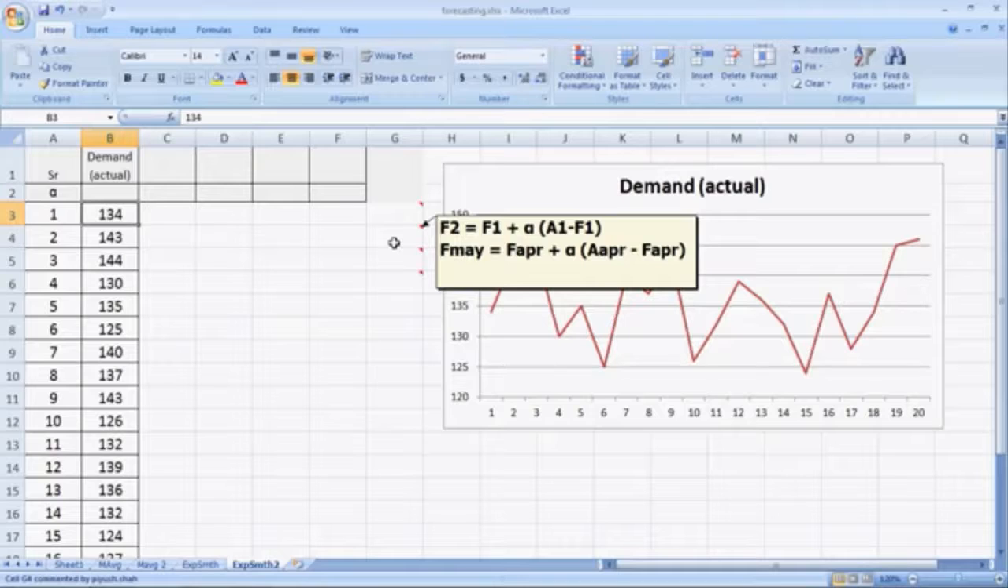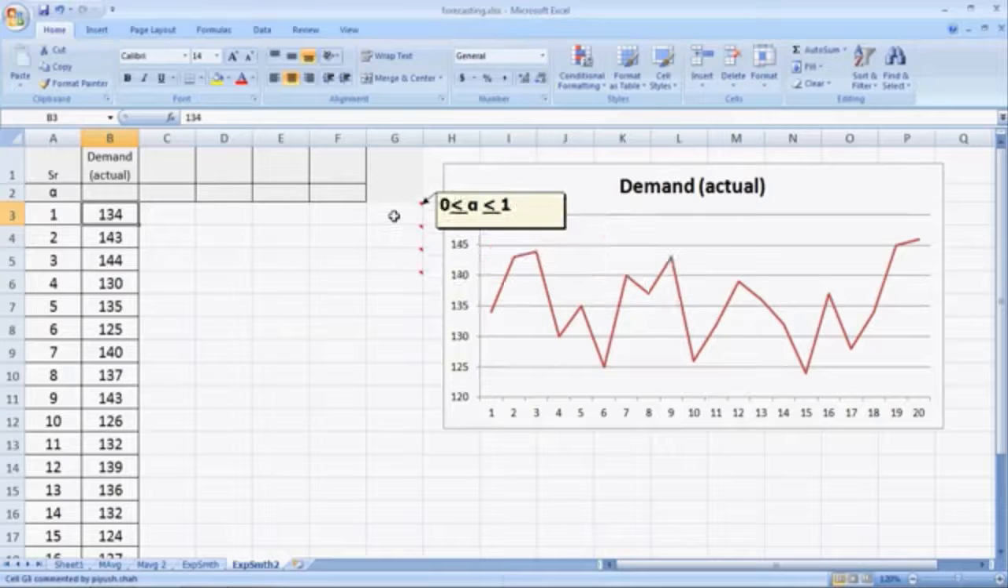The formula is this one here. The forecast of the second period is equal to the forecast of the first period plus alpha multiplied by the actual of the first period minus the forecast of the first period. This is the error term. So I'll repeat: the forecast of the second period is equal to the forecast of the first period plus alpha multiplied by the previous error. So the forecast of May would be the forecast of April plus alpha multiplied by the actual minus the forecast of April, which is the error in April.